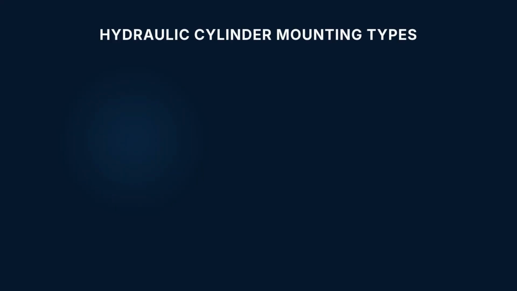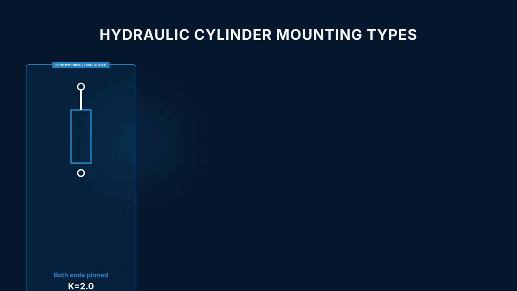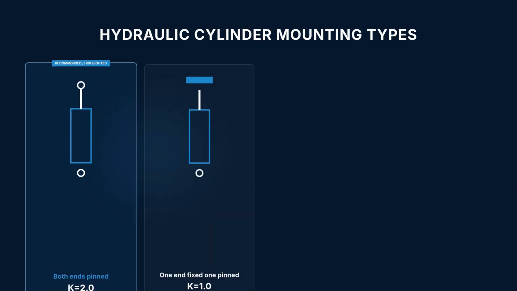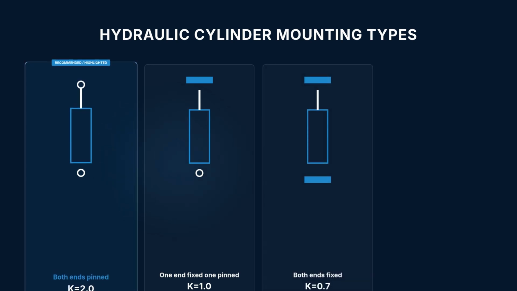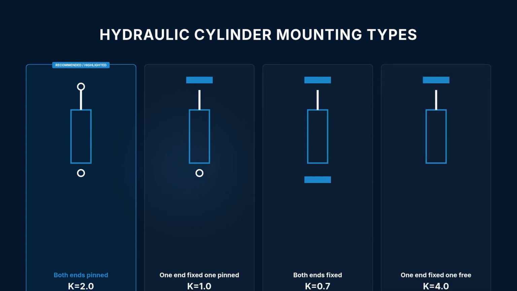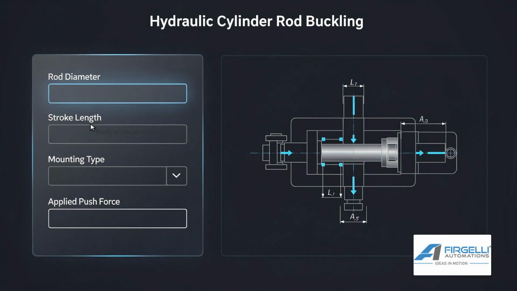Next, select the mounting type drop-down, which offers 4 options. Both ends pinned with a K factor of 2.0, one end fixed, one pinned with K equals 1.0, both ends fixed with K equals 0.7, and one end fixed, one free with K equals 4.0. We'll select both ends pinned for this example.